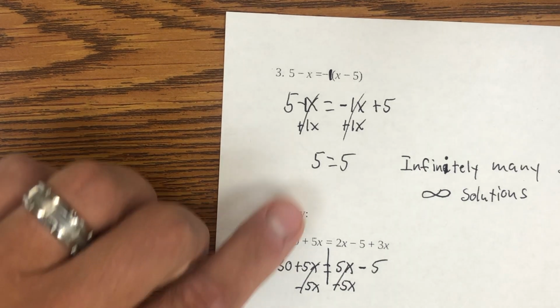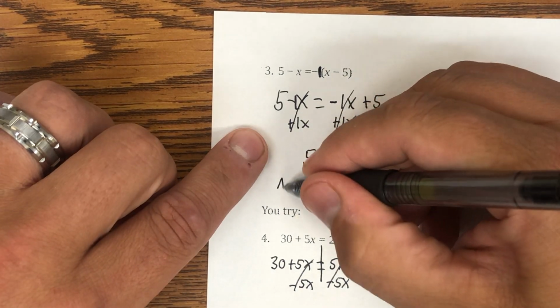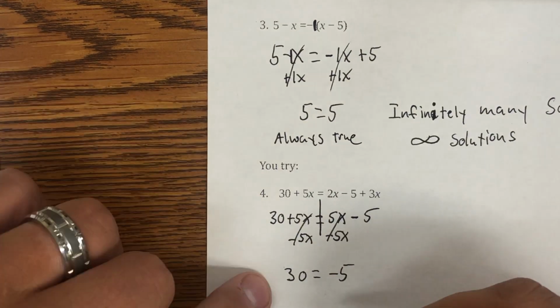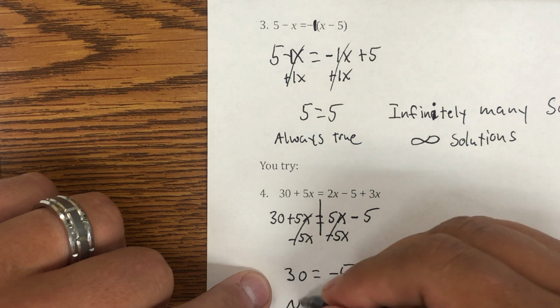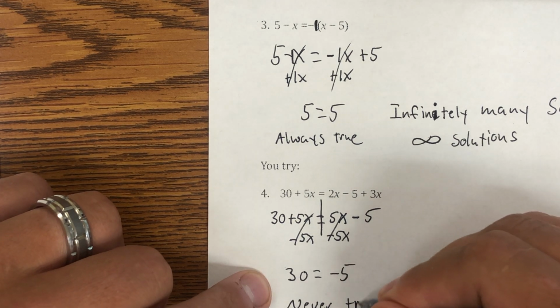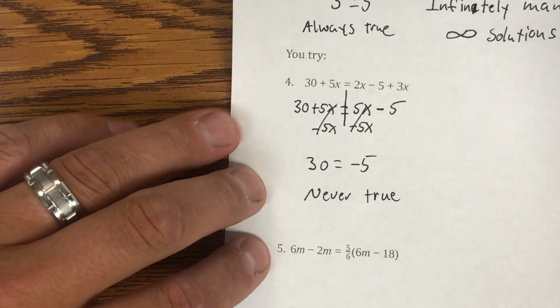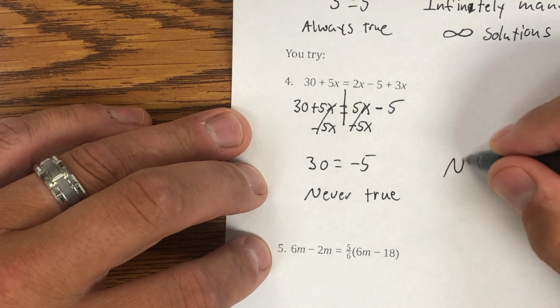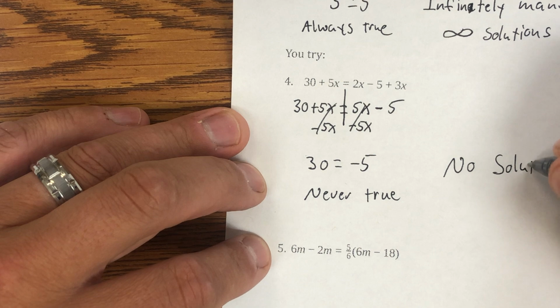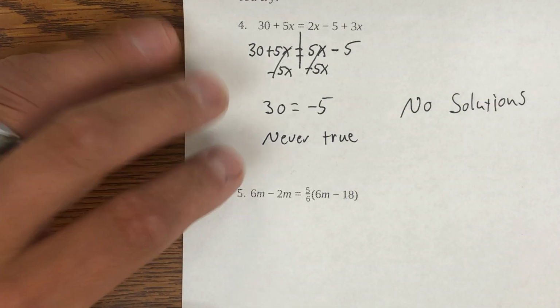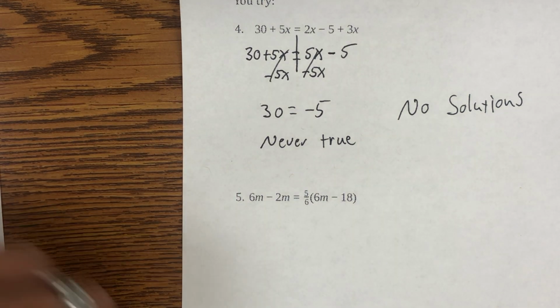Now, up here, 5 equals 5, that's true. Down here, I had 30 equals negative 5. That's never true. 30 is not equal to negative 5. So if it's never true, that means there are no solutions. Okay? No solution. Nothing I put into this is ever going to make it true.